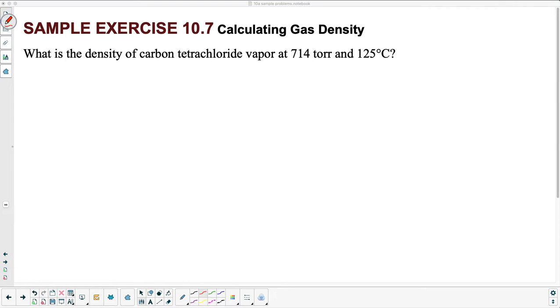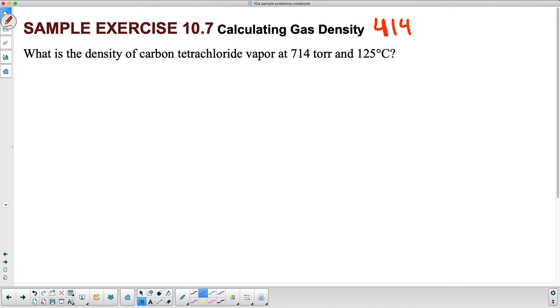All right, class. Last part two of sample 10A sample exercise. This one's 10.7. 10.7 is on page 414, about halfway through, right underneath Give It Some Thought. This is sample exercise 10.7. It says, what's the density of carbon tetrachloride vapor at 714 torr and 125 degrees Celsius?